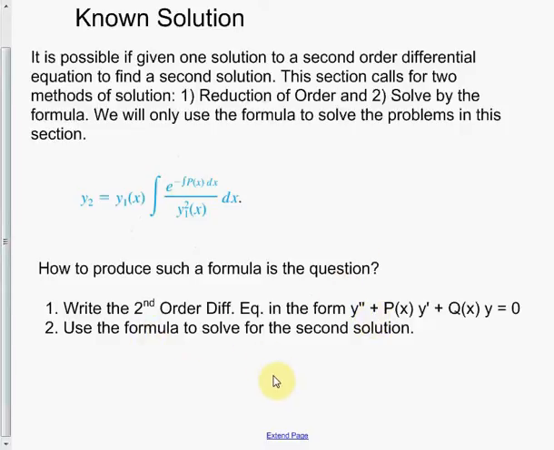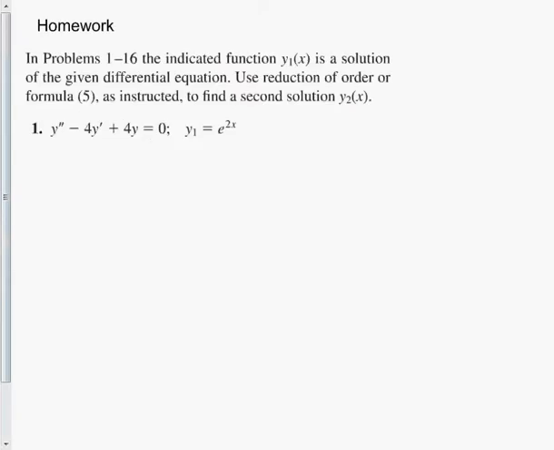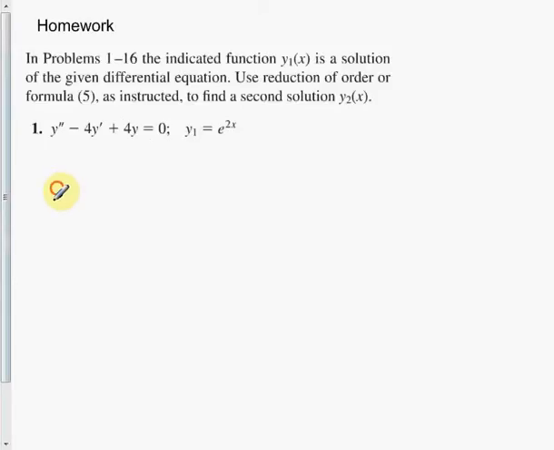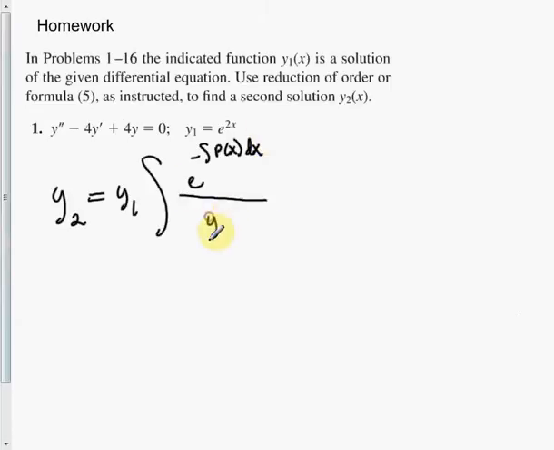Use that formula then to solve for the second solution. So let's take this problem here. I'm given the first solution to be this, and so we use that formula. The formula says that the second solution is equal to the first solution times the integral of e to the negative integral of P of x dx, all over the first solution squared, dx.